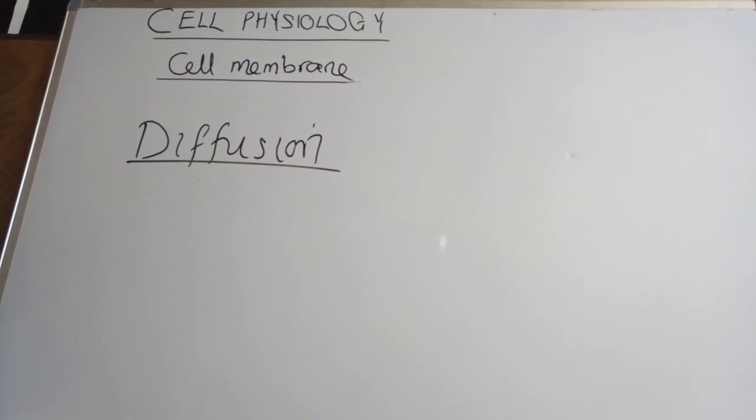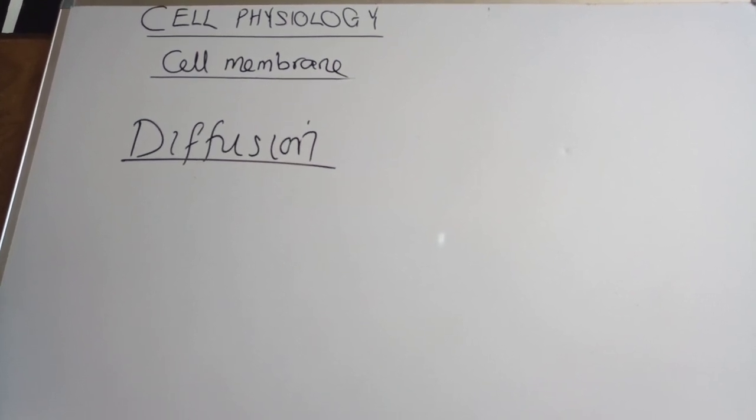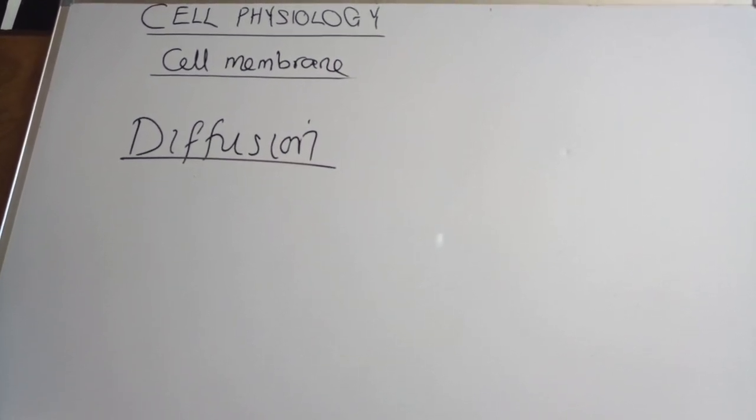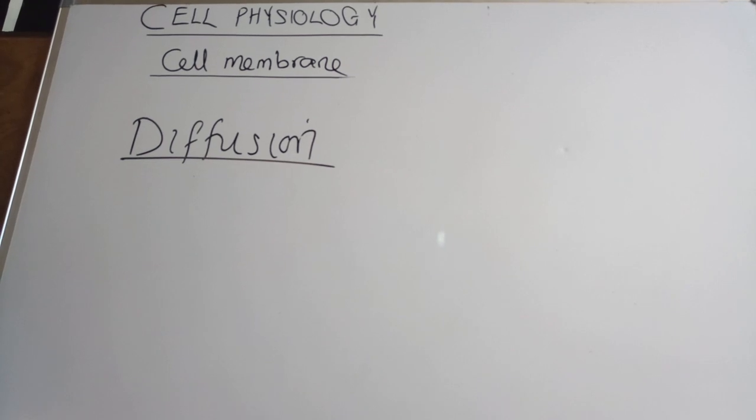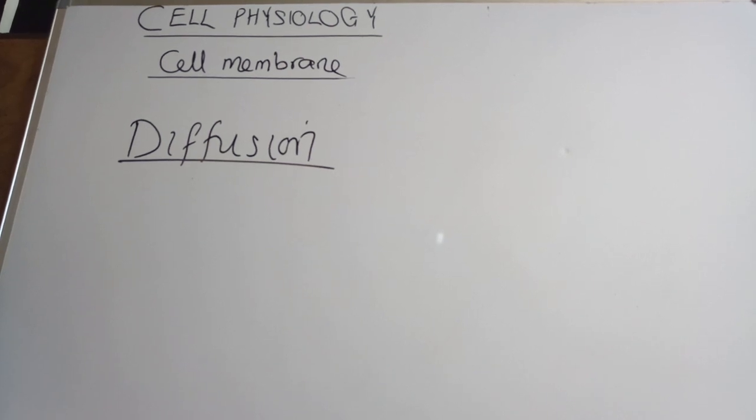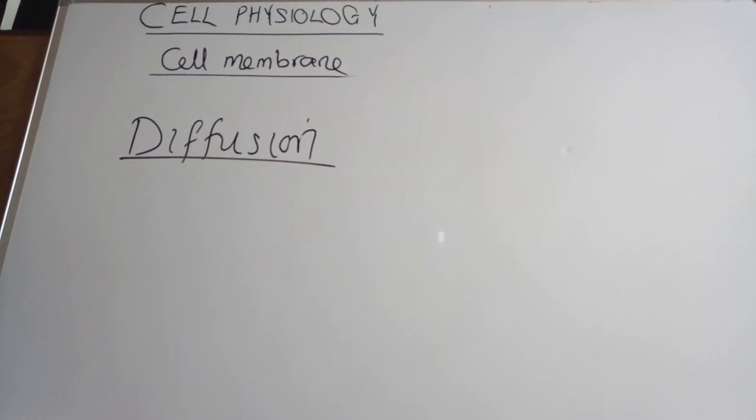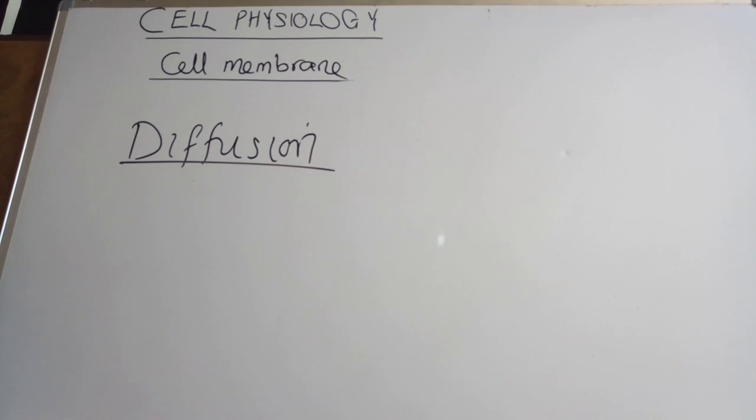So by definition, as mentioned, diffusion is a process by which particles of a substance move from the region of high concentration to a region of low concentration. It can take place within a solid, a liquid, or a gas. It can also take place across a cell membrane or not across a cell membrane. But since you are dealing with cell physiology, the diffusion that we'll be referring to here will involve movement of substances across a cell membrane into the cell or out of the cell.